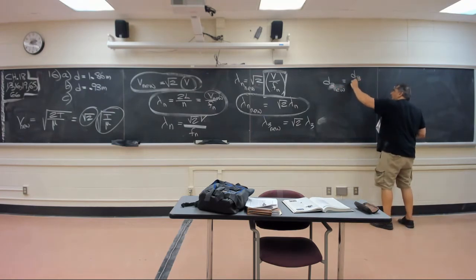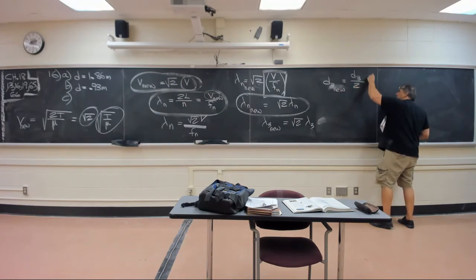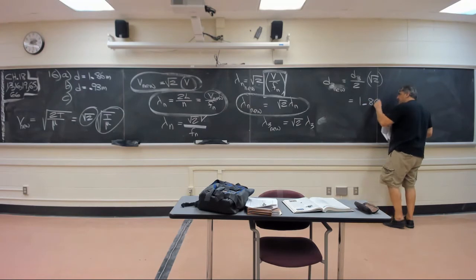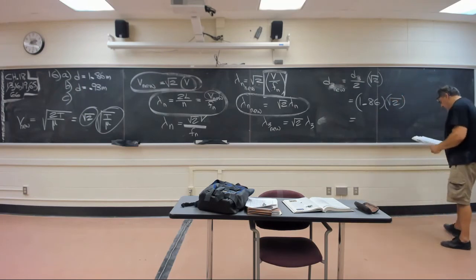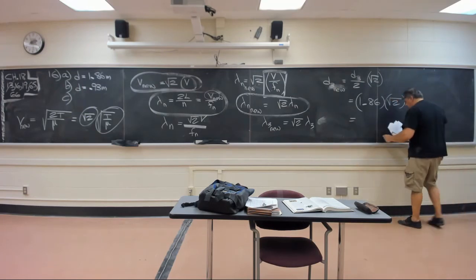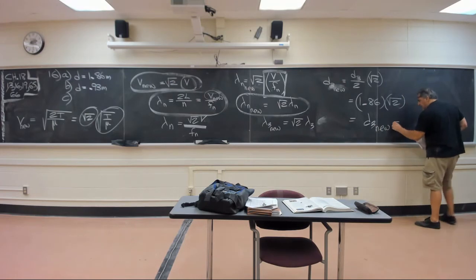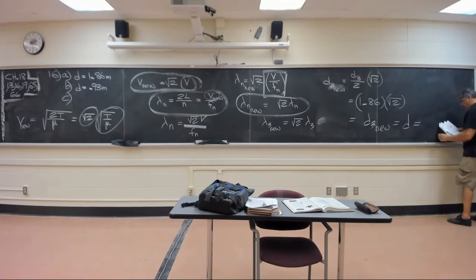I get it. But you've got d3 new, and you've got d3 here, and it's going to be whatever this was times the square root of 2 at the end of all that. And that's going to be 1.86 times the square root of 2. Yeah, this is a mess. The d3 new, please, let's just call it D at this point, is 2.63 meters.